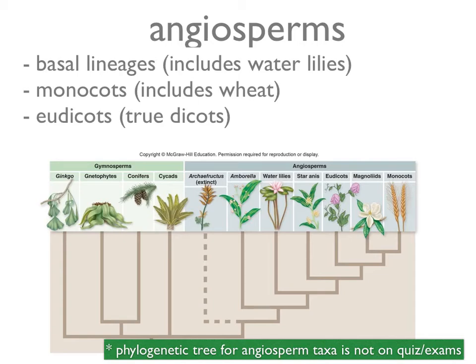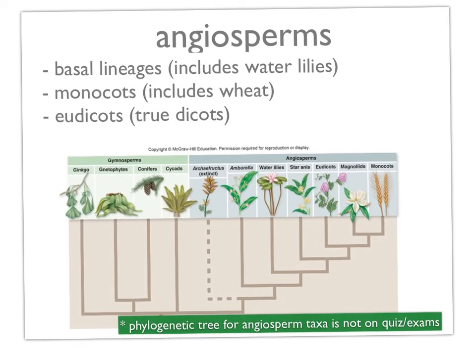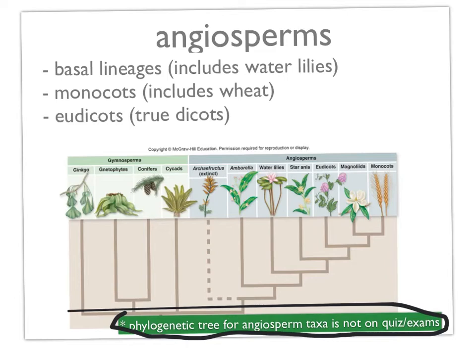So, let's see here. So the phylogenetic tree again is not on the exams. You don't have to know water lilies or star anise or conifers for the gymnosperms. Okay?